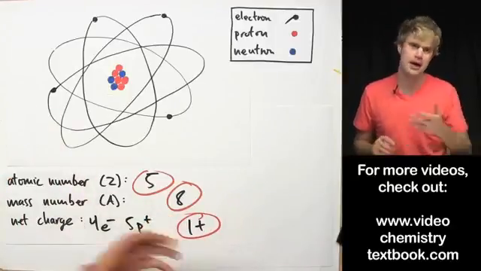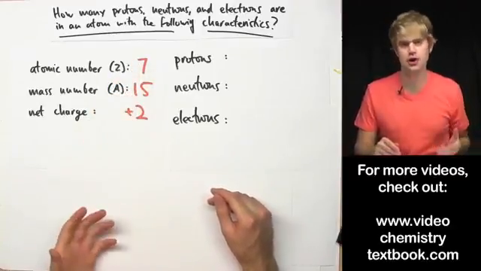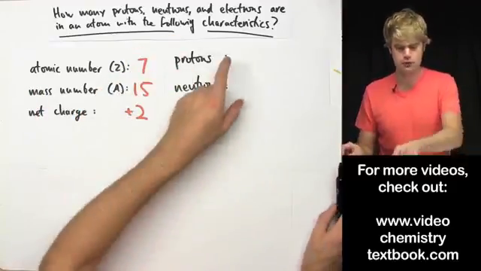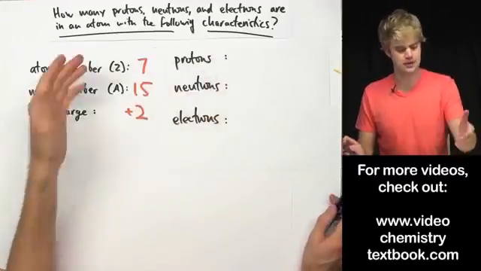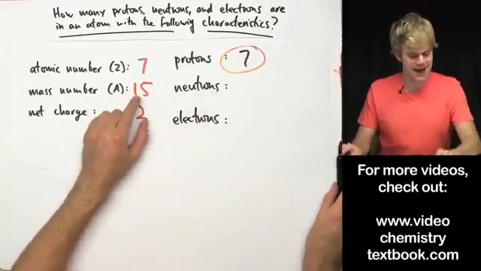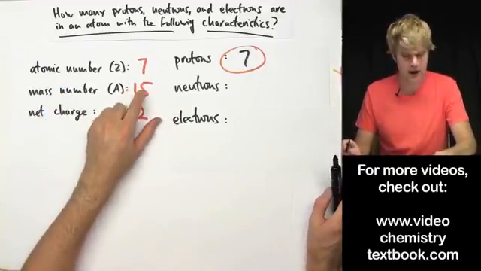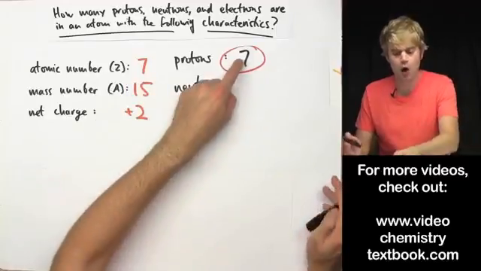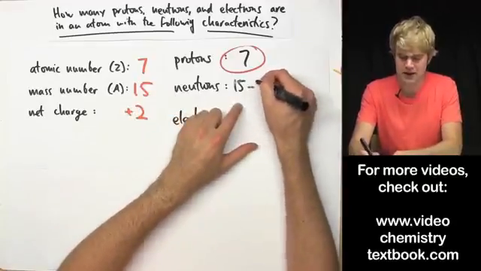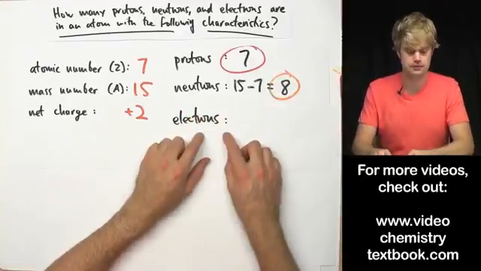This is kind of a basic problem. Now we'll move on to stuff that's a little trickier. So here we've got an atom with this atomic number, this mass number, and net charge. From this information, we need to figure out the protons, neutrons, and electrons that are in this atom. Protons, that is going to be easy because the number of protons is the same thing as atomic number, so that's going to be 7. Now what about neutrons? Mass number is protons plus neutrons. So this 15 here is protons and neutrons together. I already know how many protons there are, so I can do protons plus neutrons, the mass number, minus the number of protons equals 8, the number of neutrons.